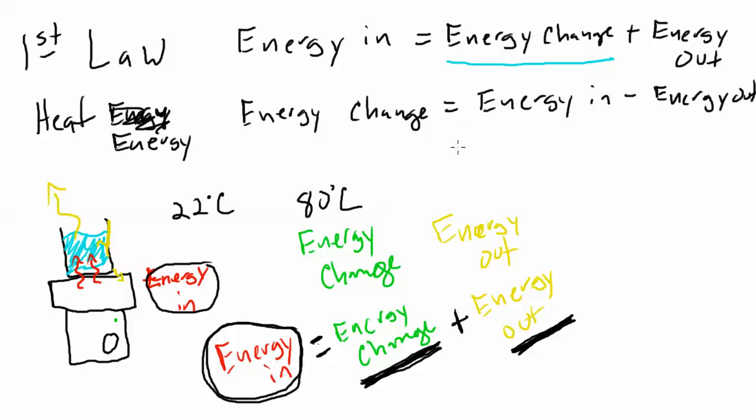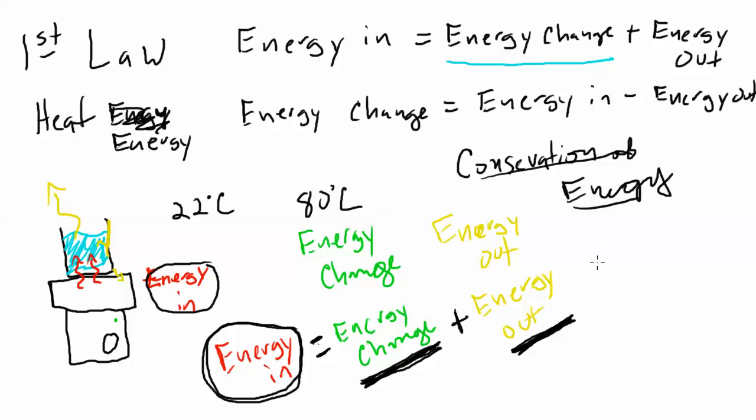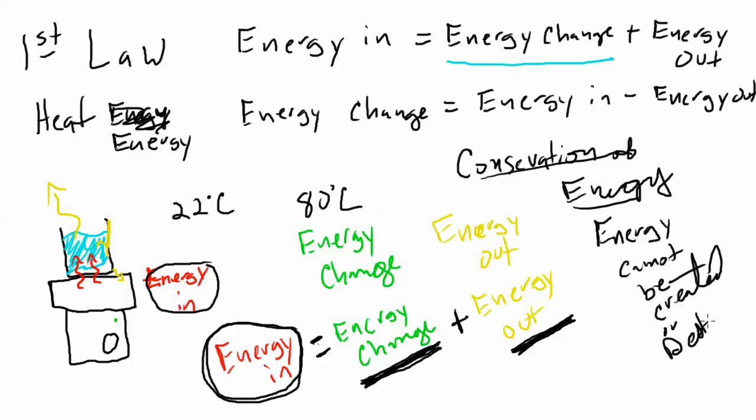And basically, one of the main ideas here that the first law is trying to communicate is called the conservation of energy. And that basically just says that energy can't be created or destroyed. And the destroyed really is probably the more important part of that.